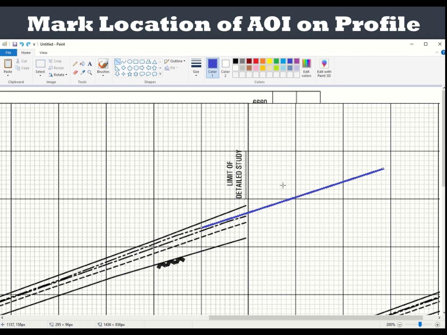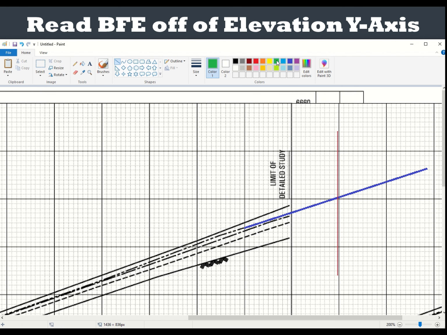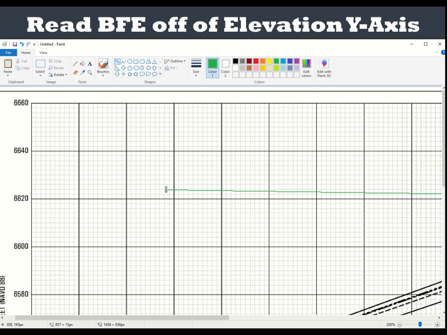And we're going to draw a vertical line here that intersects with the extended profile line. I like to change the color just so it's easier to see. Where the two lines cross, that is how you're going to define your BFE. So we're going to move over to the y-axis, draw a horizontal line from the point of intersection, and continue it all the way over to the y-axis.